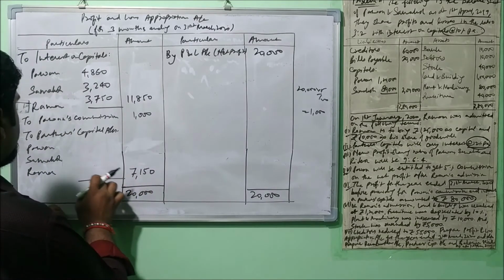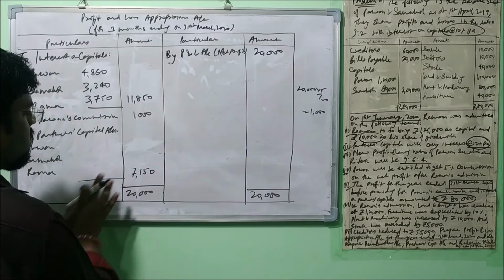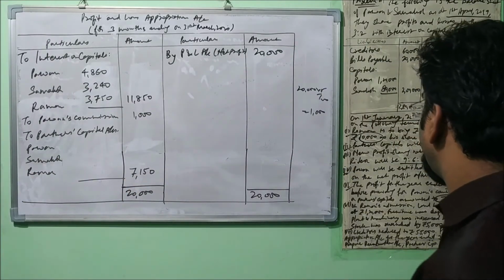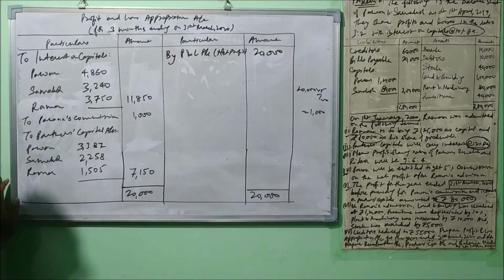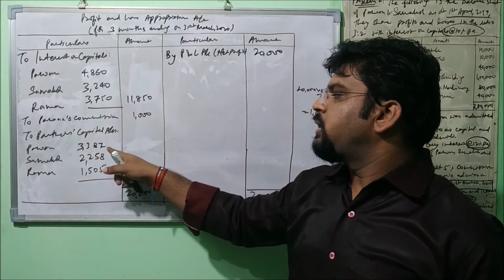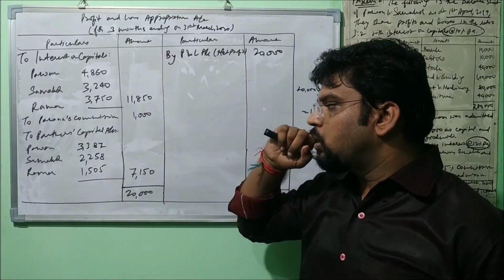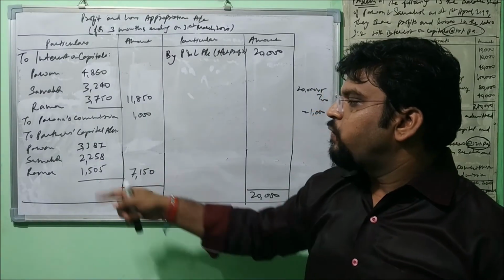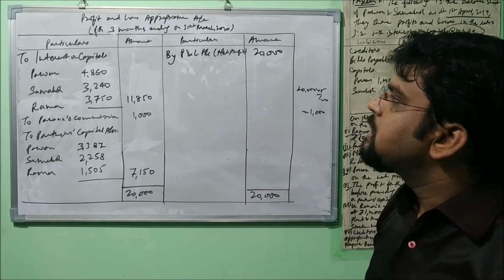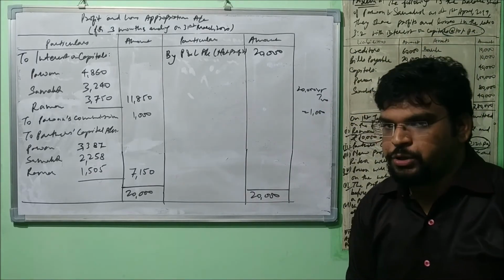Now this amount will be distributed among these partners in the new ratio. And what is the new ratio? 9:6:4. I have made it round off. So for Pawan it comes out 3,387. For Samaksh it is 2,258. And for Raman 1,505. This is the second part of the profit and loss appropriation account.